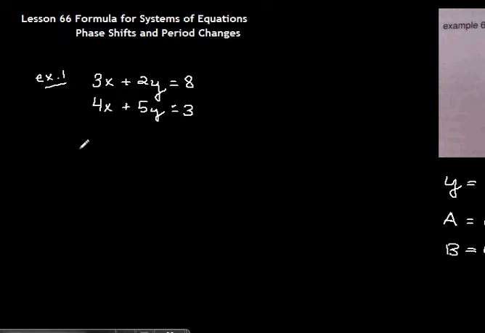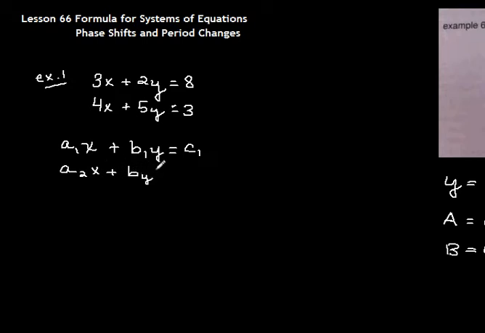What we want to do is make some abstract coefficients. So instead of using 3, we're going to use a sub 1. We'll leave the x in there. Instead of using 2, we'll use b sub 1. Leave the y in there. And that's going to equal c sub 1. So we're taking out all the numbers and replacing with abstract variables. So then we're going to have, instead of the 4, we're going to have a sub 2. Instead of the 5, we're going to have b sub 2. You get the picture of this. Instead of the 3, we'll do c sub 2.